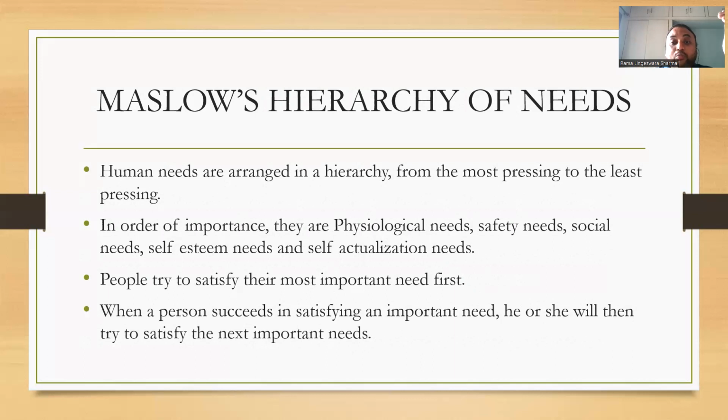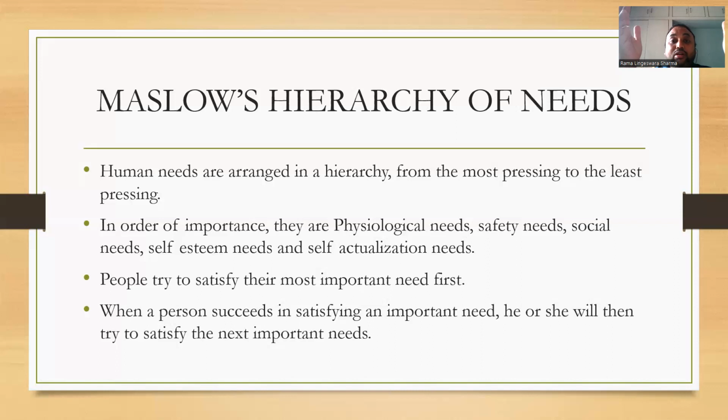People try to satisfy their most important need first. When a person succeeds in satisfying an important need, he or she will then try to satisfy the next important need. So Maslow tried to say that basically everybody will try to satisfy the physiological needs. But once these needs are satisfied, then they will try to satisfy the higher level of needs, such as security needs.